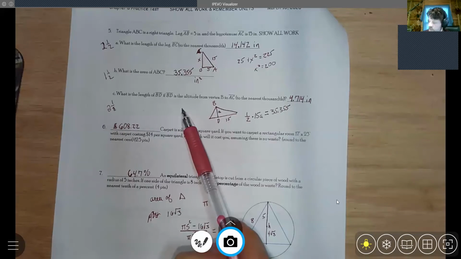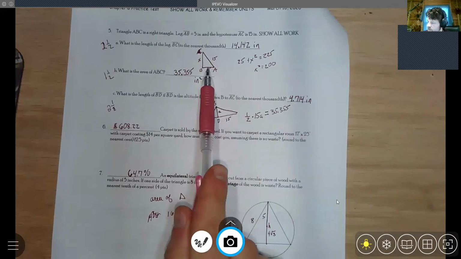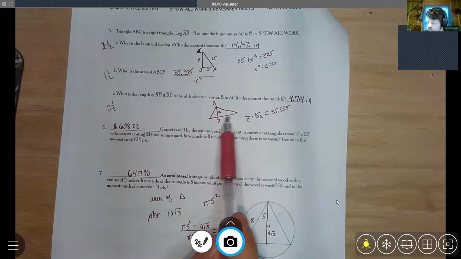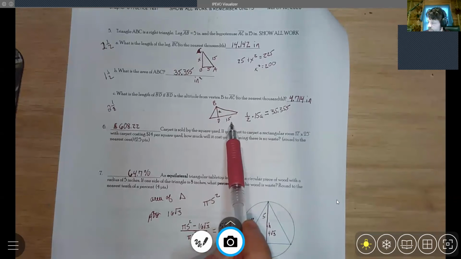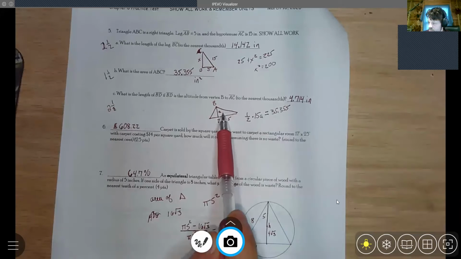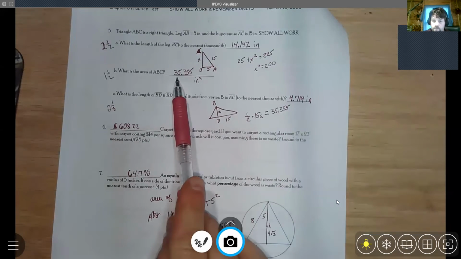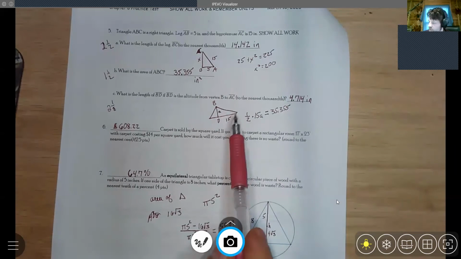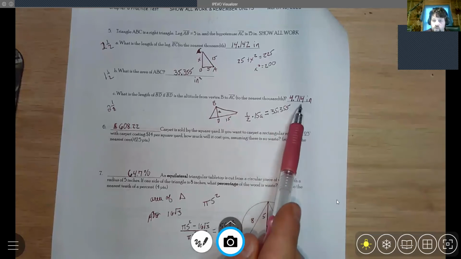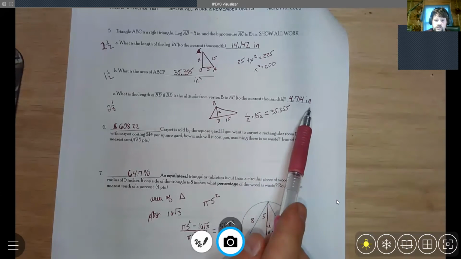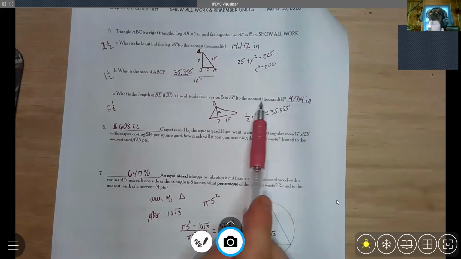Then for part C, remember we flipped the right triangle, so same triangle, it's just that we put the hypotenuse as the base. And so half of 15 times the altitude has to give you your area. And then you solve for A by multiplying both sides by 2 and then dividing by 15, and you should get 4.714 inches to the nearest thousandth.